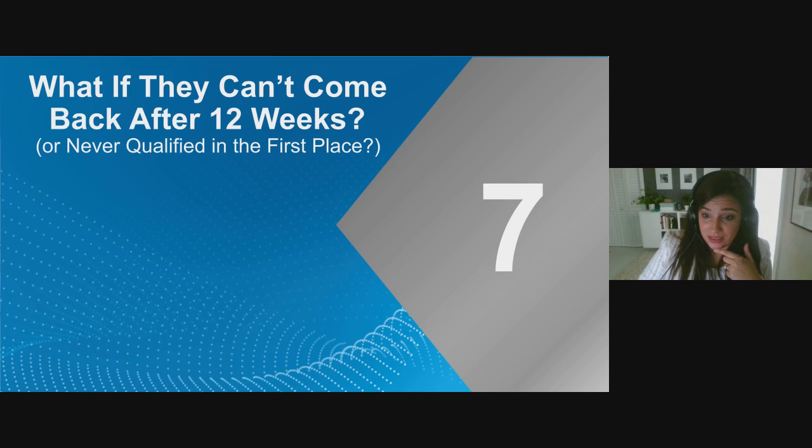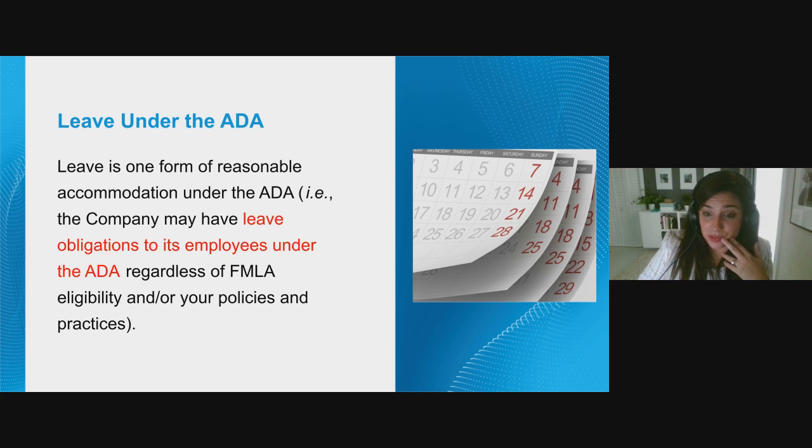Now, what happens if the employee can't come back after the 12 weeks or the 26 weeks? Or what happens if the employee never qualified for FMLA in the first place because they did not work for an employer that was big enough or what have you? Well, cue in the ADA. So the process is not over. The employee cannot come back. We don't get to just fire them.